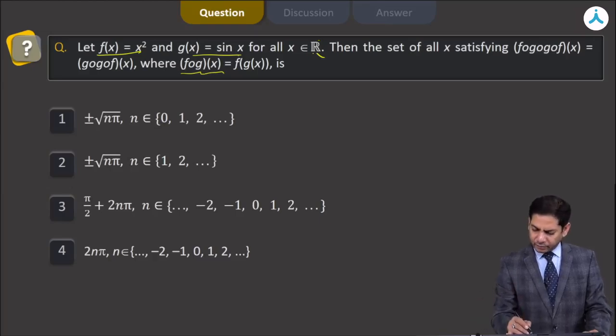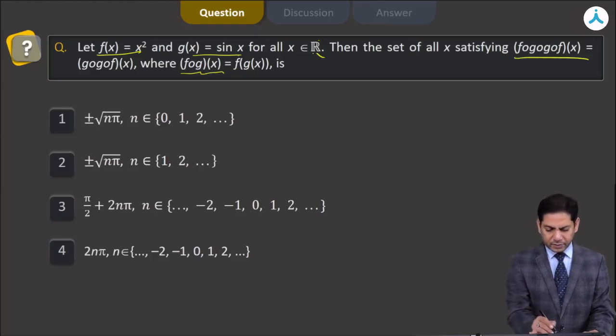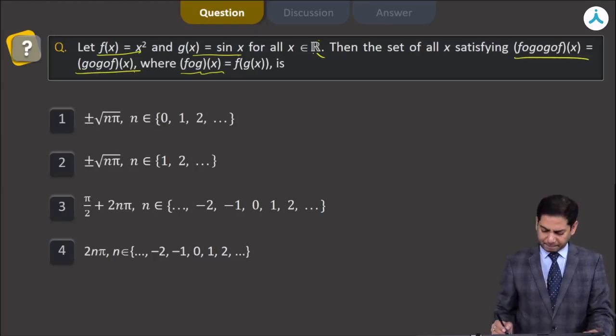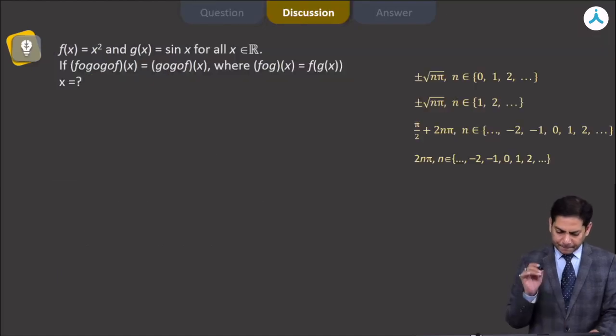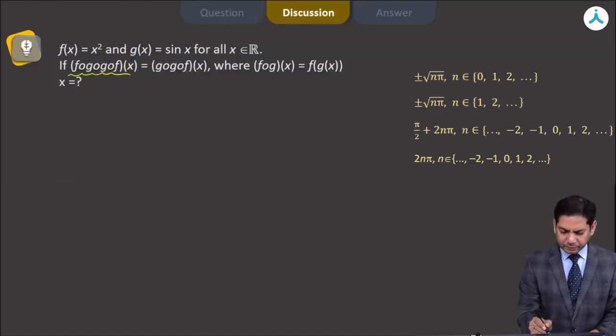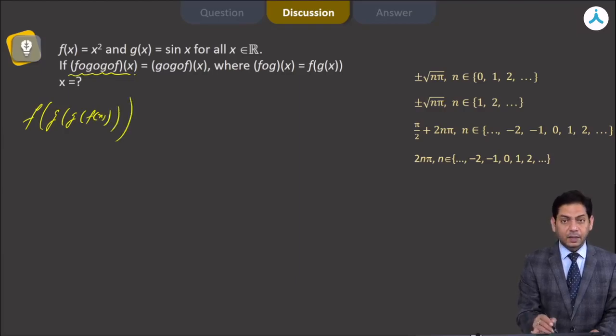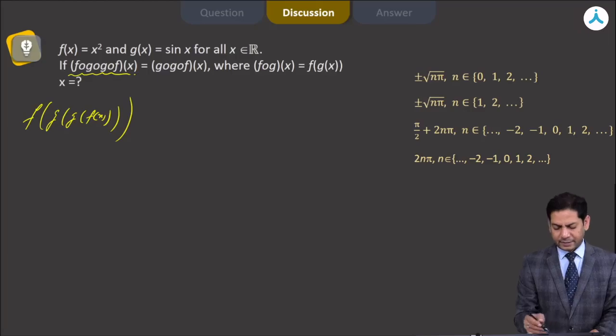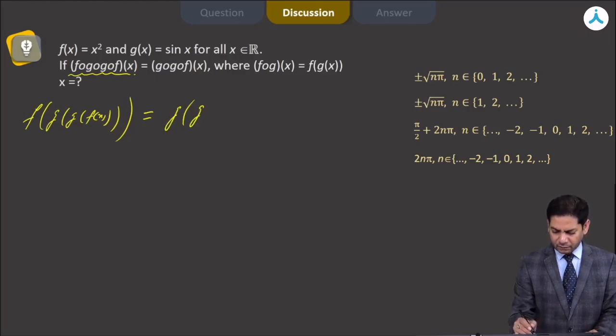Now we have to identify the values of x which satisfy this condition. f of x and g of x are given here. Let's see what we can do. f of g of f of x. This is the left hand side. That is, you find the composite of f with g and then itself, then again with f, that is left hand side. And on the right hand side, this is g of f of x.